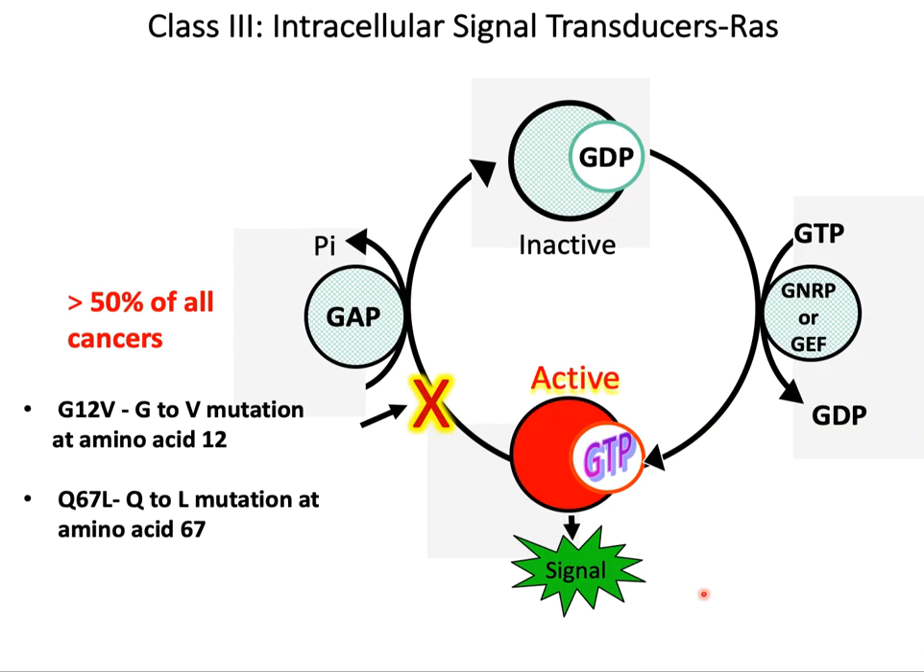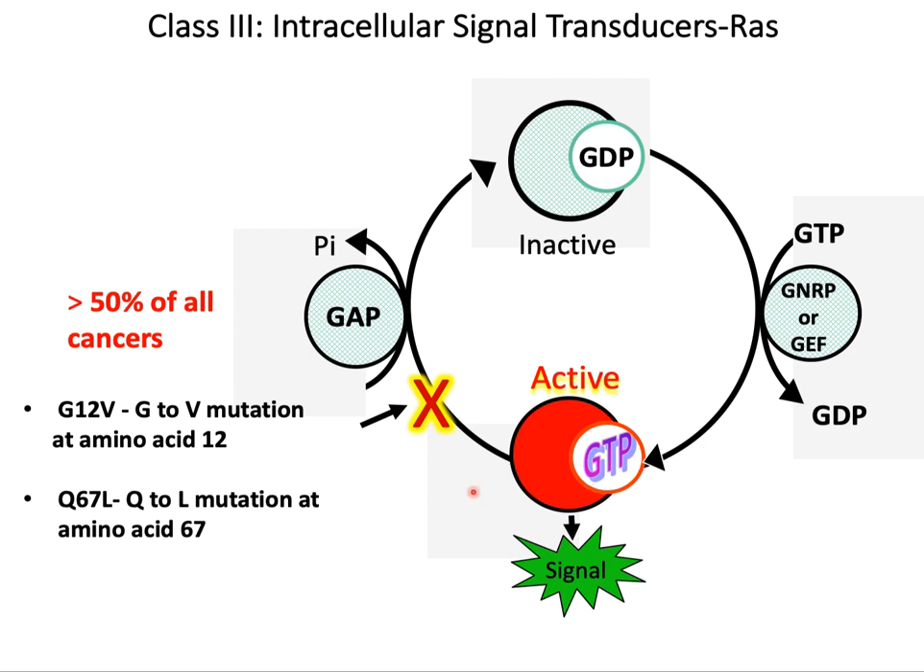So let's take a look at the intracellular transducers, which are the class 3 oncogenes. An example I want to look at is RAS, because we already talked about RAS a lot. So let me remind you how RAS works. It is a binary molecule. It's a molecular switch, which means it exists either in the on or off conformation. When it's bound to the GDP, it's off, and when it's bound to the GTP, it is on.